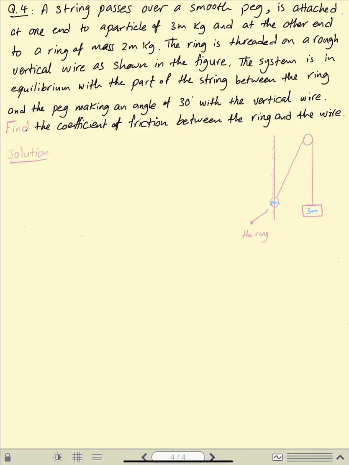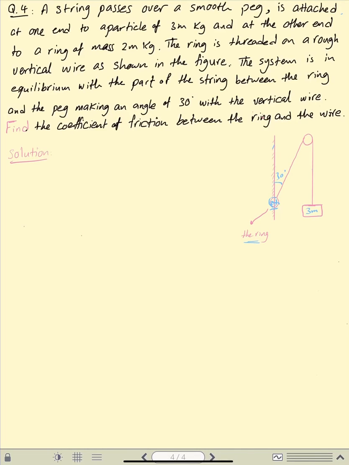The question gives me two particles. One is a ring. One is a particle connected by a string. This one is a string, and this is a peg, like a spherical shape, like the pulley. And this is a vertical wire, a rough vertical wire. And this ring, as the question said, is threaded on it. And this angle is 30 degrees.